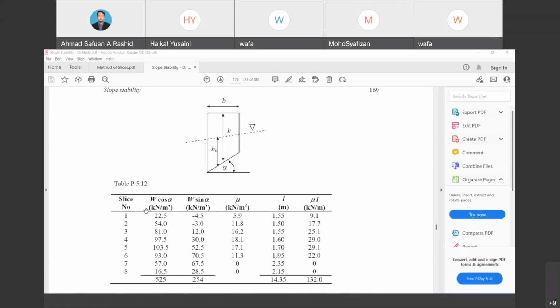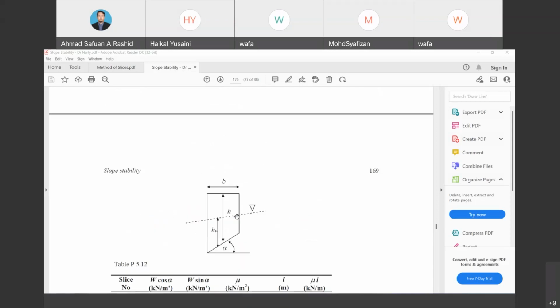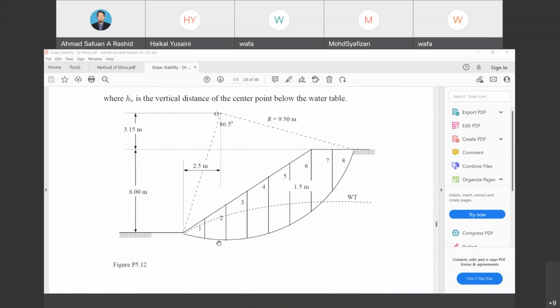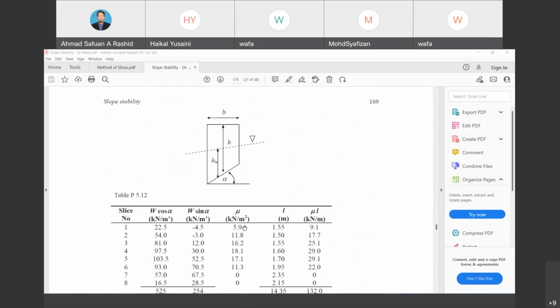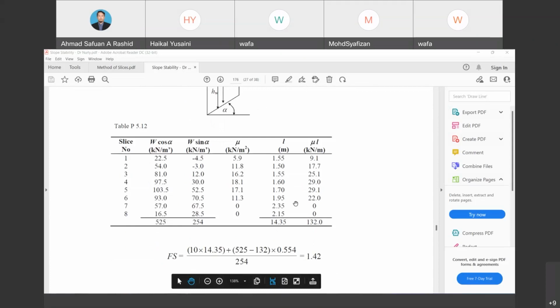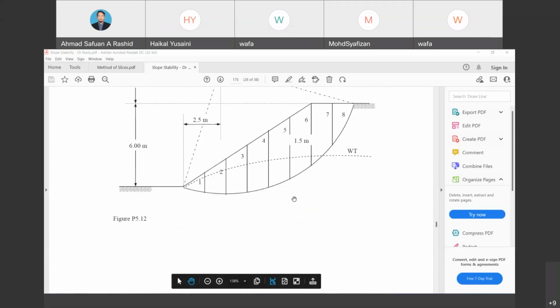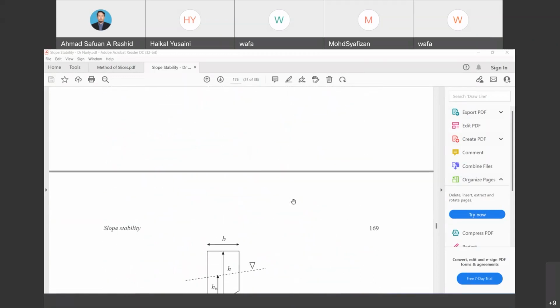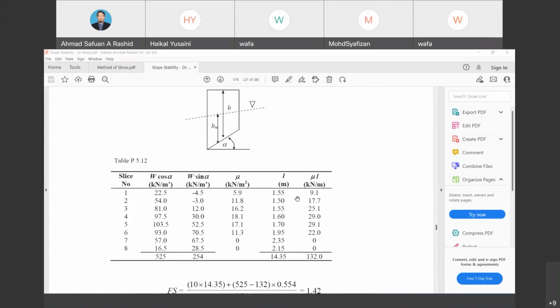So very straightforward: W cos alpha, W sin alpha, nu. If you want to understand the nu, you need to calculate the nu value from gamma W times HW. Then you can get nu L, the length. So this is a portion of the equation from Fellenius: W cos alpha, CL. So there is no calculation for CL.